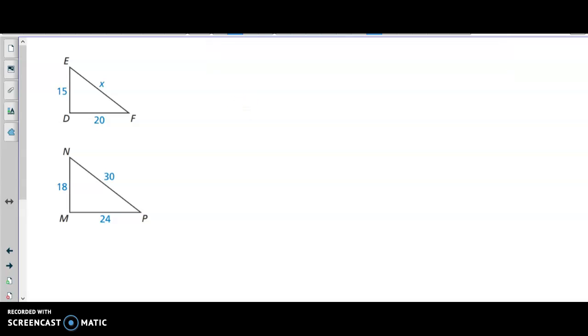So area and perimeter are the same idea. Let's look at perimeter. Let me change this. Perimeter, we now know that this length is 25. Perimeter is the length all around here. So if I take my perimeter of EF, 15 plus 25 plus 20, I get 60.